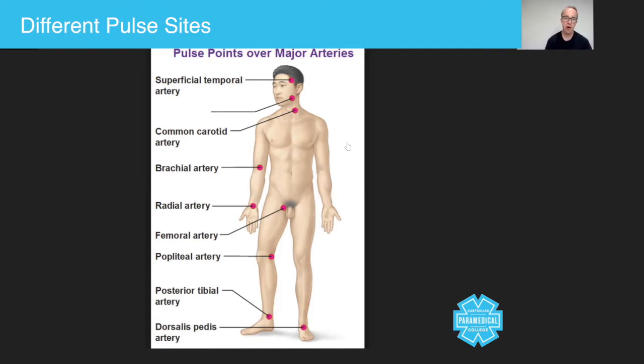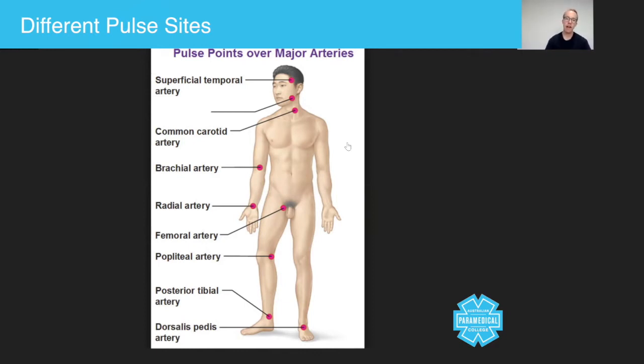When you're assessing the pulse, you're assessing the rate, in other words, how fast it is. You're assessing the regularity. Is it regular or irregular? Is it regularly irregular or irregularly irregular? You're also assessing the strength. Is it weak or is it strong? So this is just a couple of hints and tips.